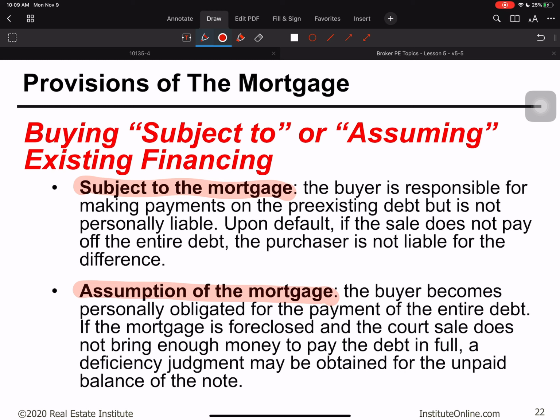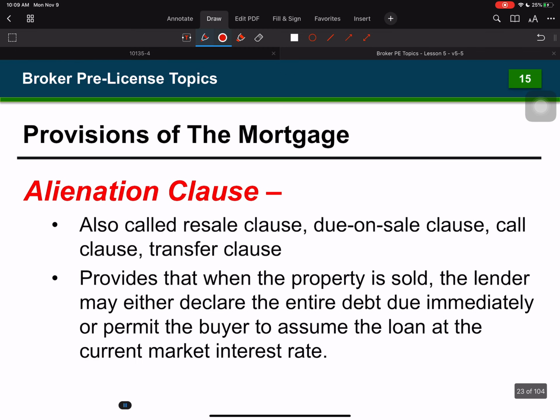Assumption of the mortgage. The buyer becomes personally obligated for the payment of the entire debt if the mortgage is foreclosed and the court sale does not bring enough money to pay the debt in full. A deficiency judgment may be obtained for the unpaid portion of it. So what the lender will end up doing here is, if they sell it for 190 but the loan was for 200, they could sue for the extra 10K that was lost. Okay, so that's assumption of the mortgage.